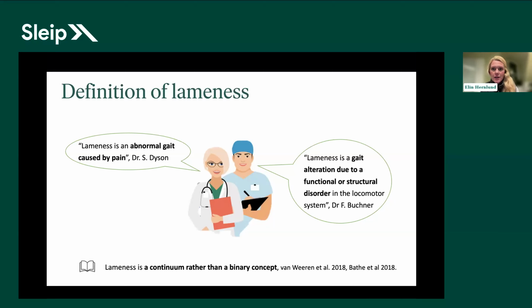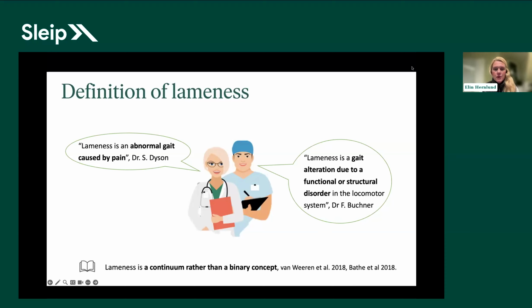And then Dr. Florian Buchner, who is one of the guys who wrote the very foundational biomechanics papers on lameness and has written a lot of the lameness books as well. And he says that lameness is a gait alteration due to a functional or structural disorder in the locomotor system. So you can see that both of these definitions would actually say that lameness is a health issue, a health problem, and that gait is the telltale of that.